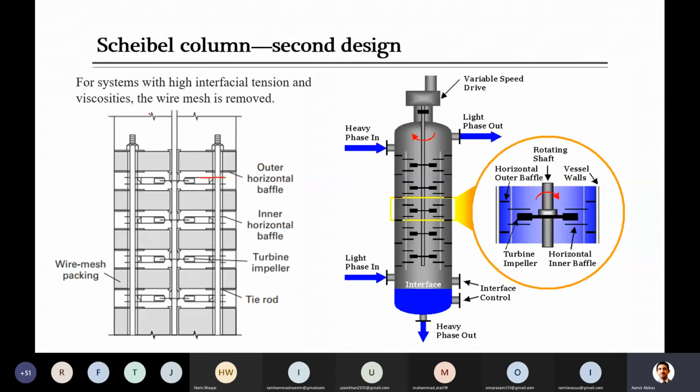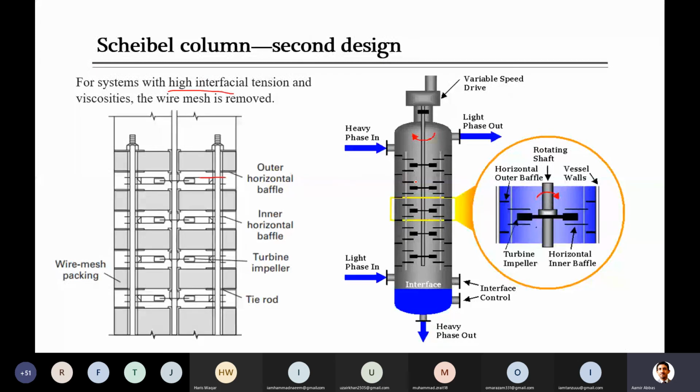But this kind of wire mesh can be removed in those systems in which interfacial tensions are high between the liquids. Then you can remove those packings, but we will still have this mixing zone, and overall between the mixing zone the liquid will try to settle down and so on.